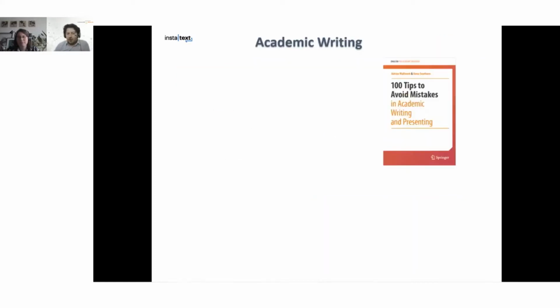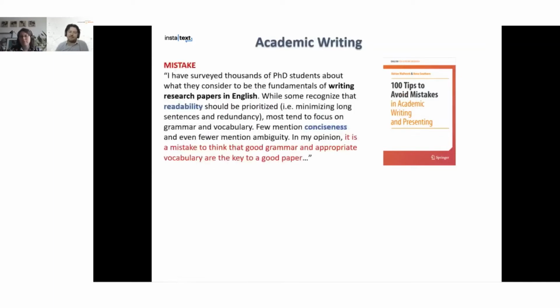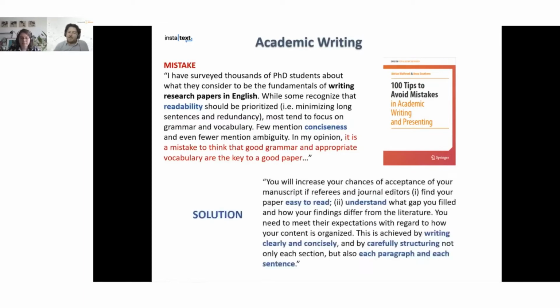Now, in this recent book by Springer, 100 Tips to Avoid Mistakes in Academic Writing and Presenting, the authors from the reputable publishing and editing house argue that it's not vocabulary or grammar that will get your papers accepted. No, it's more about readability. It's about conciseness, and they propose that the paper should be easy to read and easy to understand, and this is achieved by writing clearly and concisely, by carefully structuring not only each section, but also each paragraph and each sentence.